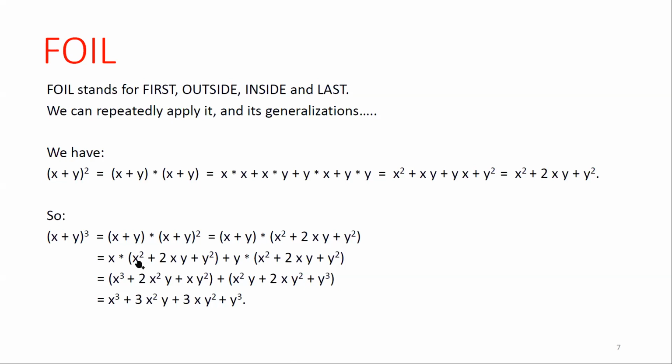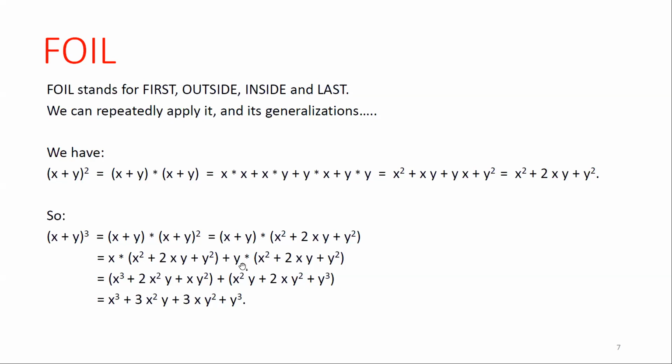Now what's x times x squared? X cubed. And then x times 2xy is? It's x times 2xy, so it would just be 2x squared y. We had 2xy, we multiplied by another x, now we have 2x squared y. Now we multiply x by y squared. What do we get? It would be xy squared.